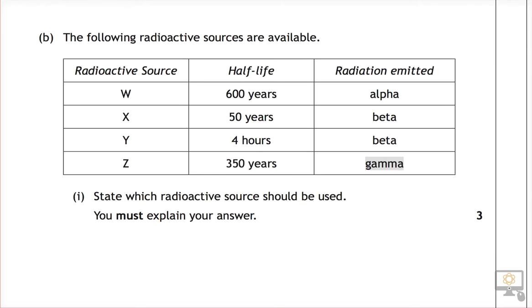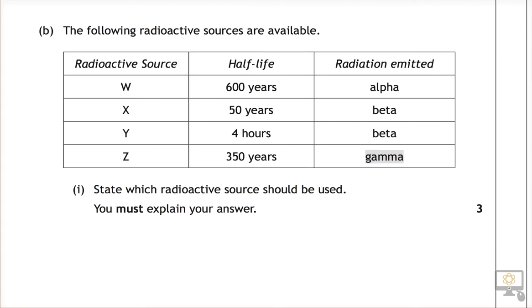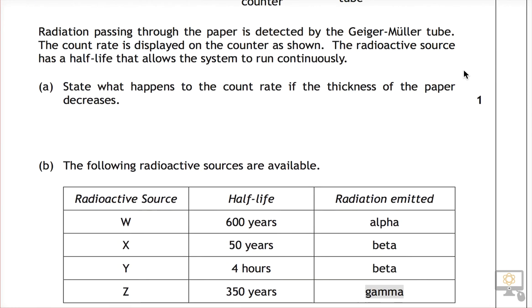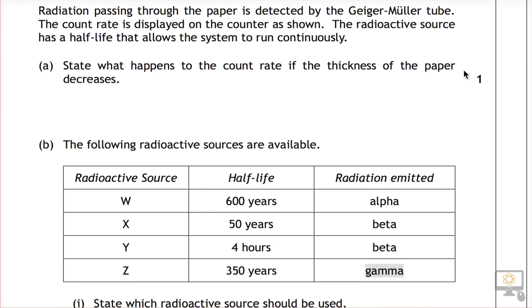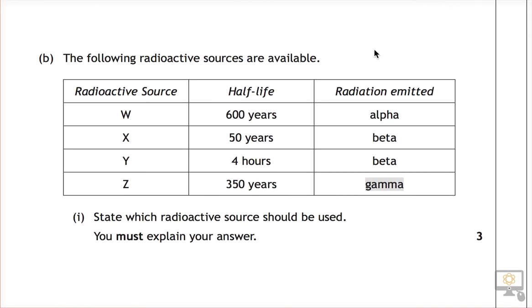We're on to question part B of question 6 of the National 5 2015 paper. This is B part 1. And it relates to this diagram in the paper, which we've looked at previously, if you looked at the previous video. And it says the following radioactive sources are available, W, X, Y, and Z. Which one should be used? You must explain your answer.